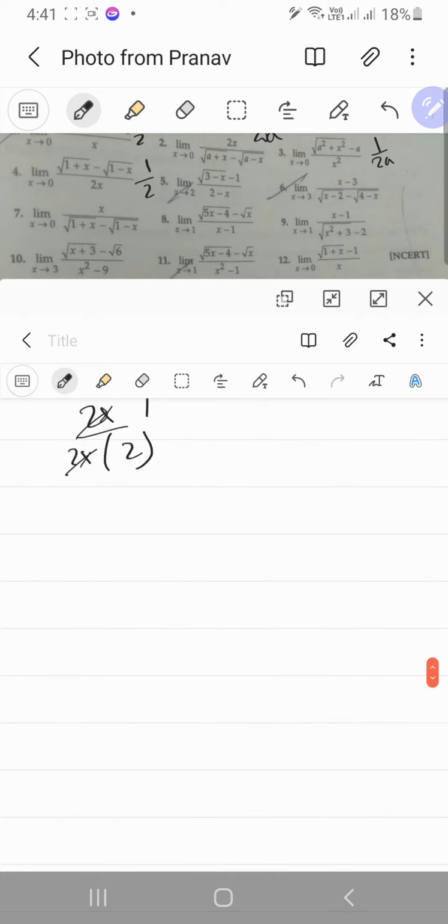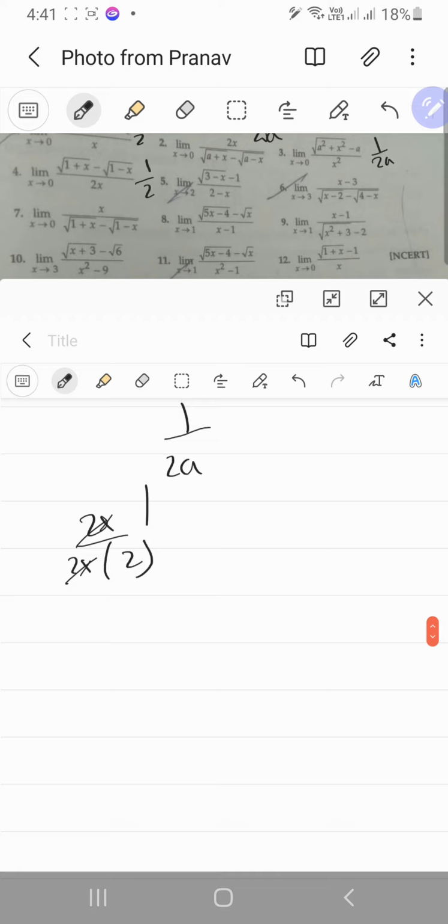Next, square root of 3 minus x minus 1 upon 2 minus x. Okay, cool. So this is 1 because 3 minus x minus 1 is 2 minus x. That thing upon 2 minus x is 1. And so when you put 2 into this thing, you just get 1 plus 1, which is 2. So this should be 1 by 2 as well. So many of these are 1 by 2.